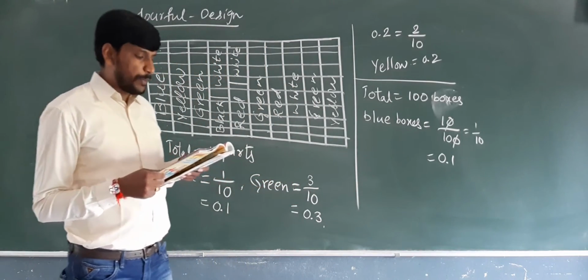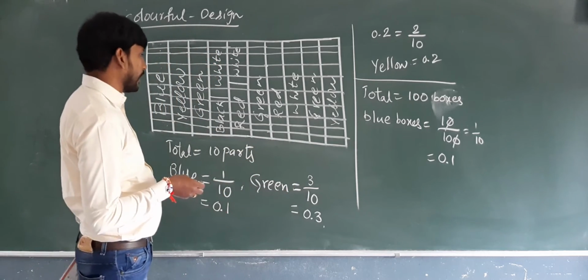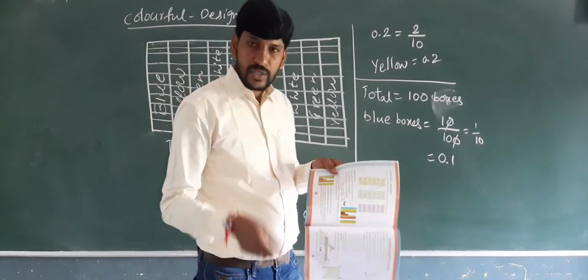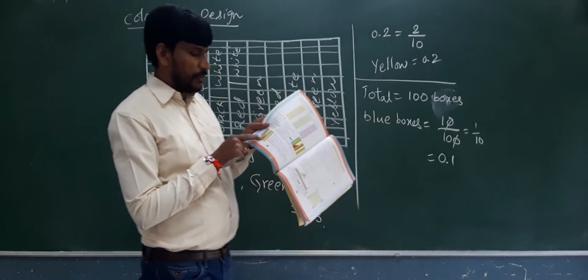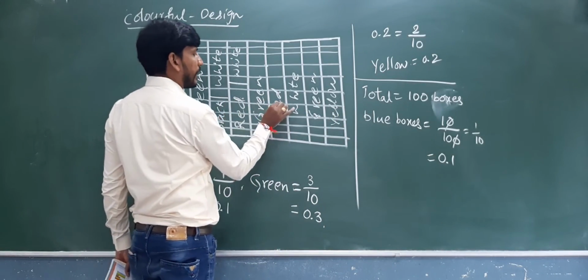Now, how many boxes are red here? Red, you have to observe in the book. First, one strip is there. That is 10 boxes. Again here, 5 more are there. That means here 5 are there and here 10 are there.